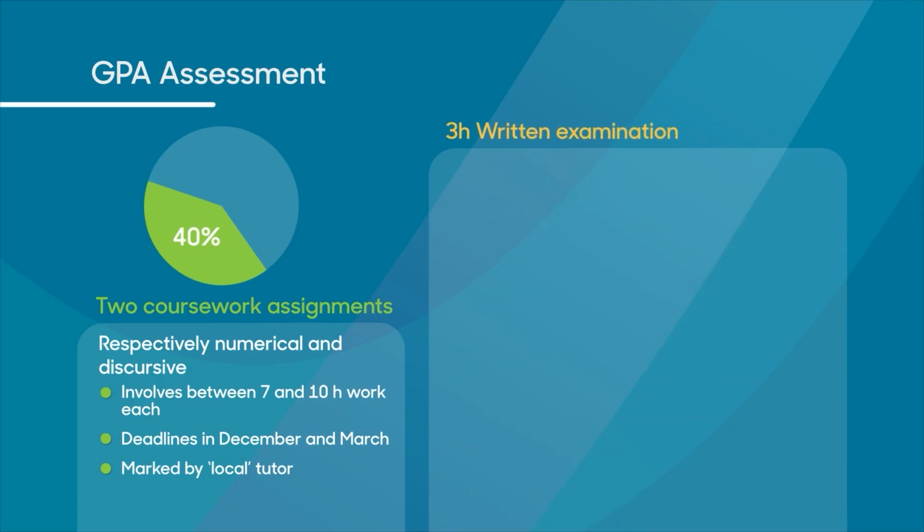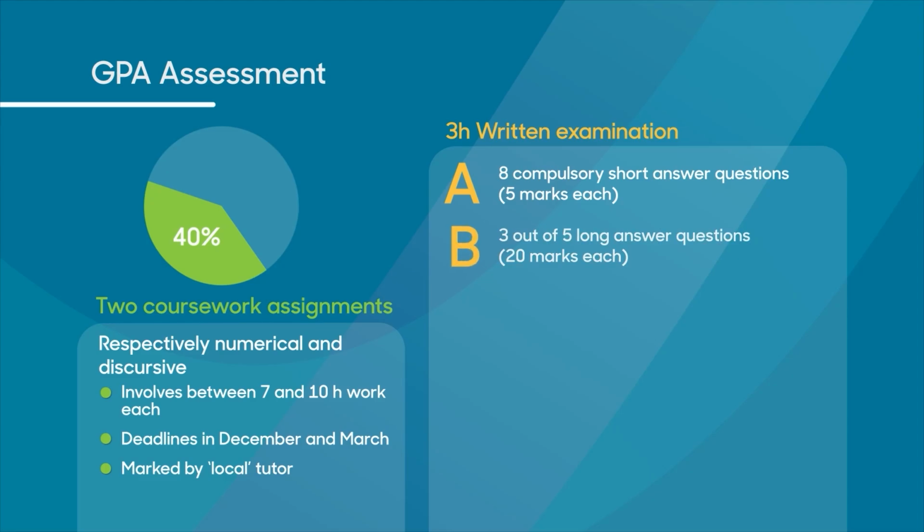There is a 3-hour written examination for the GPA in early June. The exam has 2 parts. Part A consists of 8 compulsory short answer questions intended to cover a large part of the syllabus. You have to gain 50%, i.e. 20 out of 40 marks available for this section to pass. Part B consists of 5 longer questions from which you answer only 3.